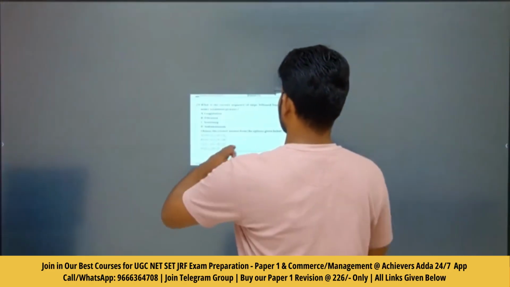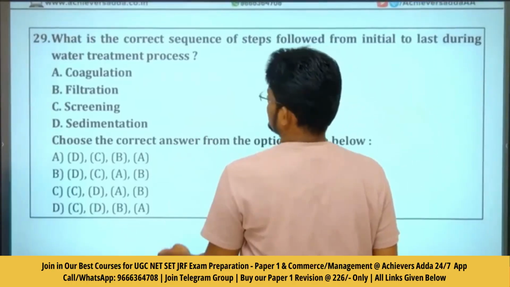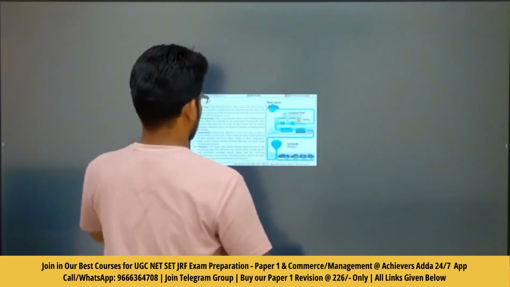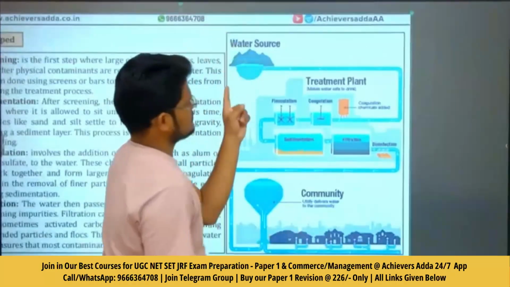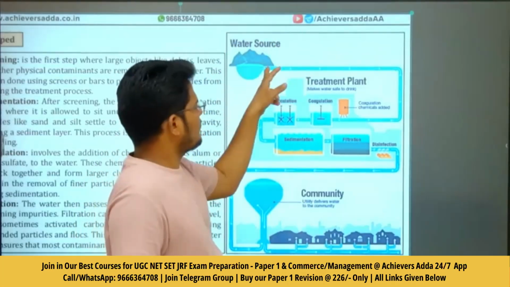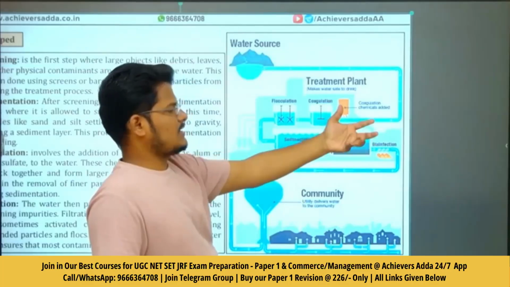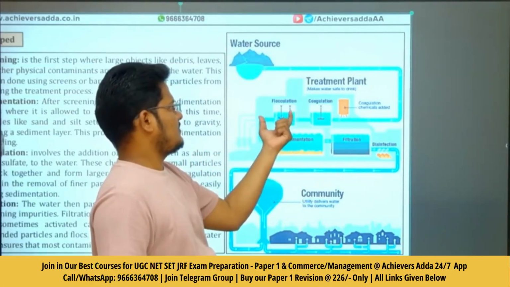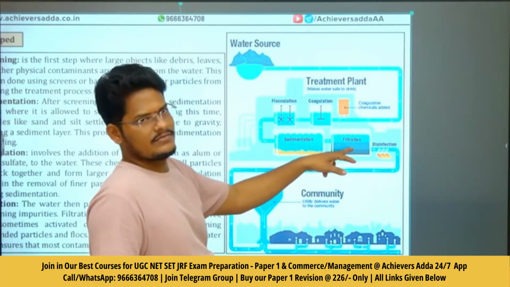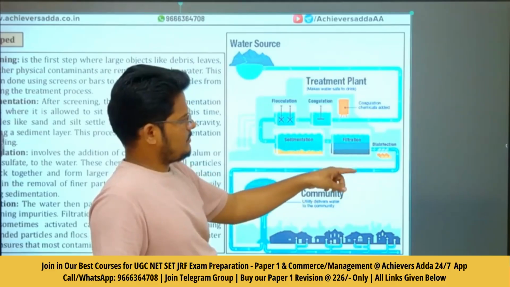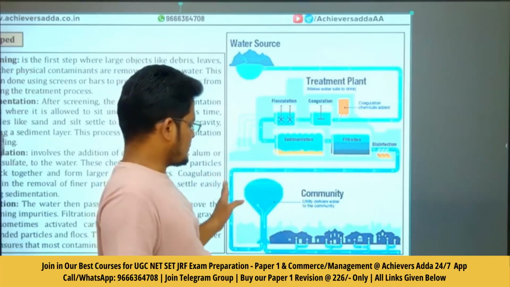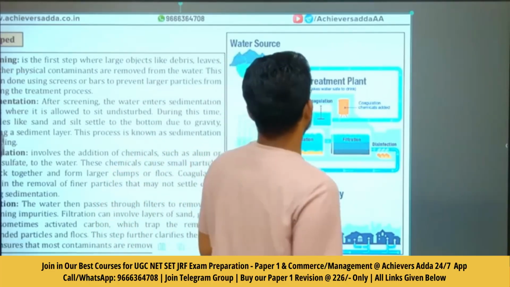Now, which of the following is the correct sequence of steps during water treatment, from initial to last? I will tell you the process. This is the water source, the main water source like a river or lake, from which water is coming. Coagulation, chemicals are added. Then it goes to the flocculation stage, then sedimentation, and filtration at the end. Then chlorine or fluoride is added, and finally it is supplied to the community. So this is the sequence which has to happen.